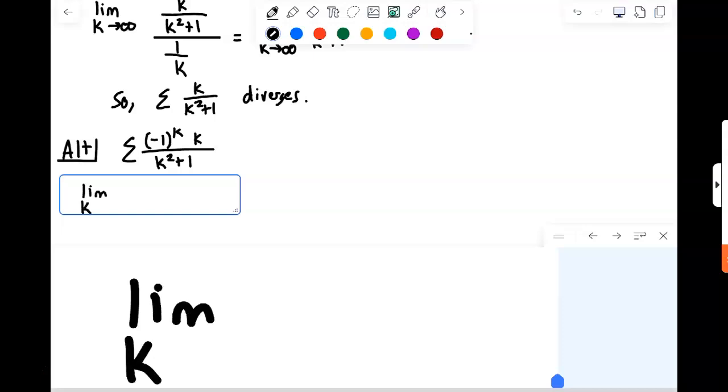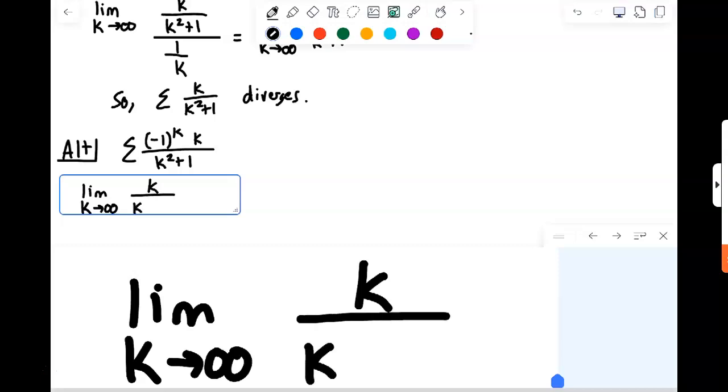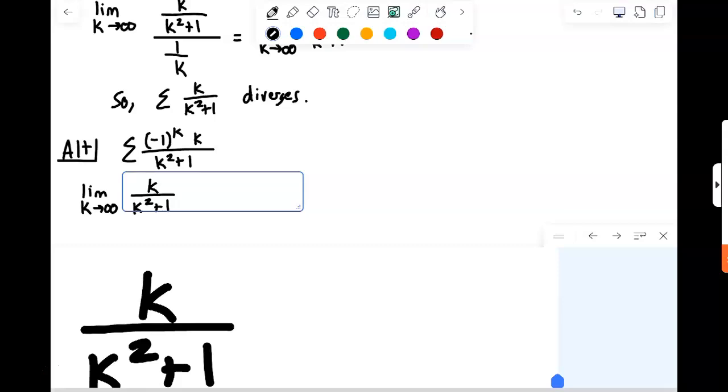Well, limit as k goes to infinity of k over k squared plus 1 would simplify to k over k squared. But k over k squared is 1 over k. As k goes to infinity, that does go to 0. So seems like the alternating series is going to work. There's just one further question we do have to address. Is this a non-decreasing sequence?